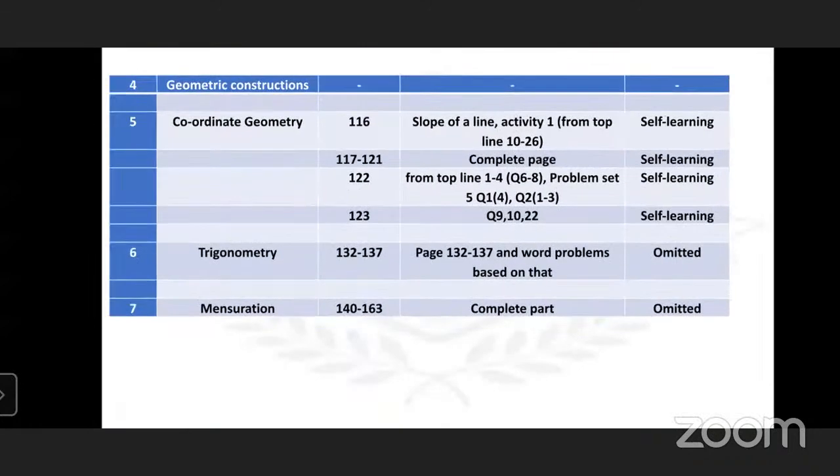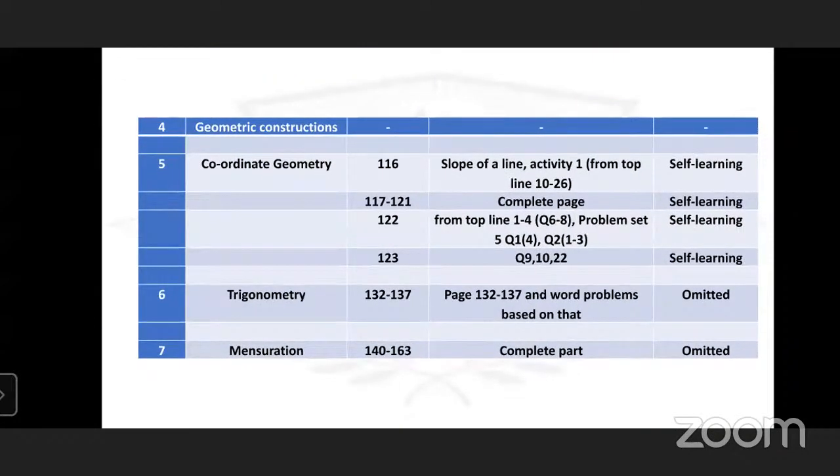Now next, the fourth chapter is Geometric Construction. Nothing is omitted from this chapter. Now next is Coordinate Geometry. So the next topic, that is slope of a line, is omitted. And a few questions from the problem set are also omitted.